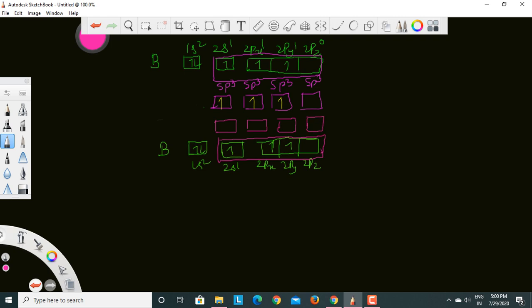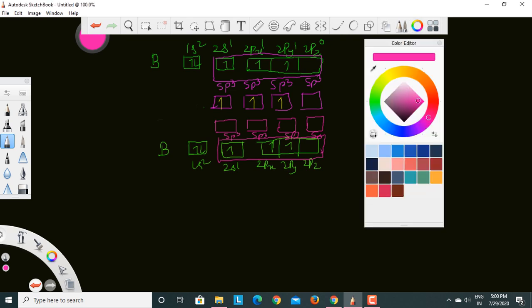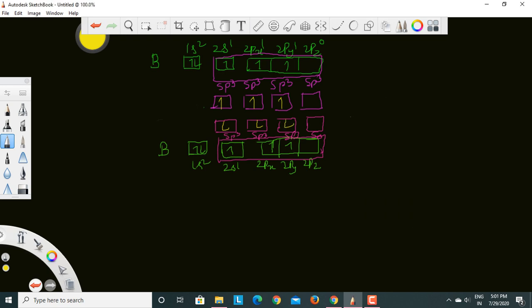So you will get sp3, sp3, sp3, sp3 of boron. So 4 hybrid orbitals will be formed. So we will have electrons. This is one electron, this is another, this is another. So one sp3 hybrid orbital is vacant. So in boron this will happen.